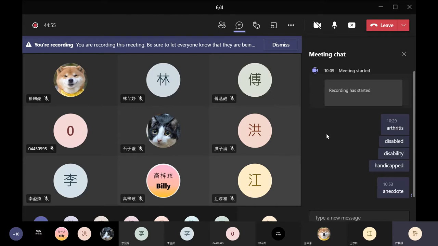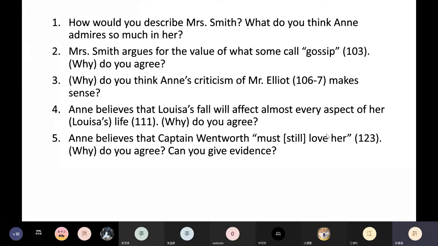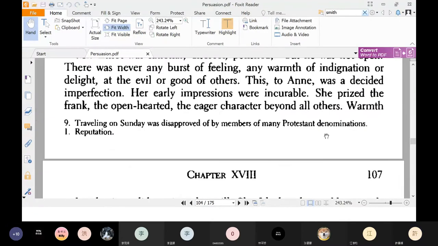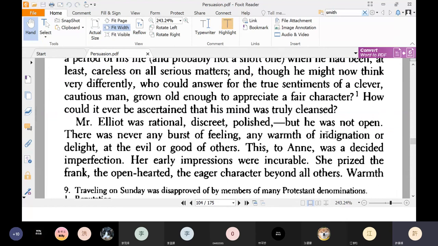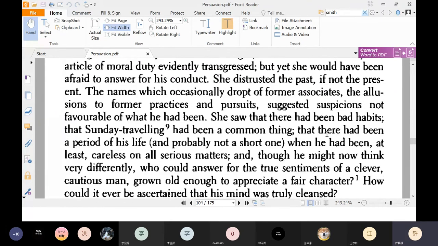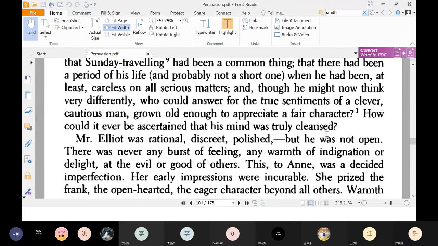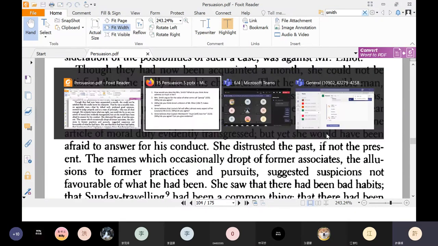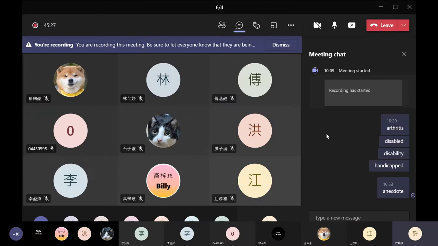So while we're taking a break, you can think about question three. Do you think Anne's criticism of Mr. Elliot makes sense? Why or why not? Bottom of page 106. So if you don't have questions, let's take a short break.